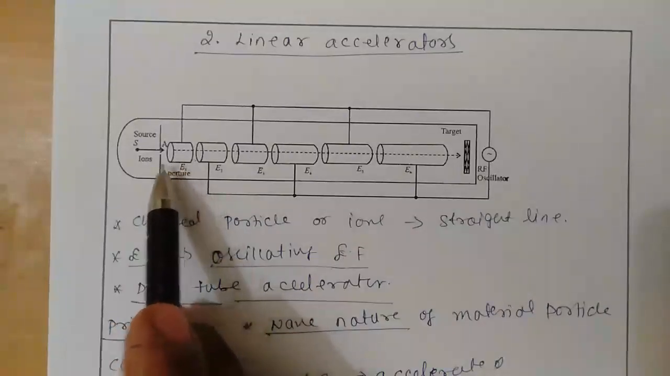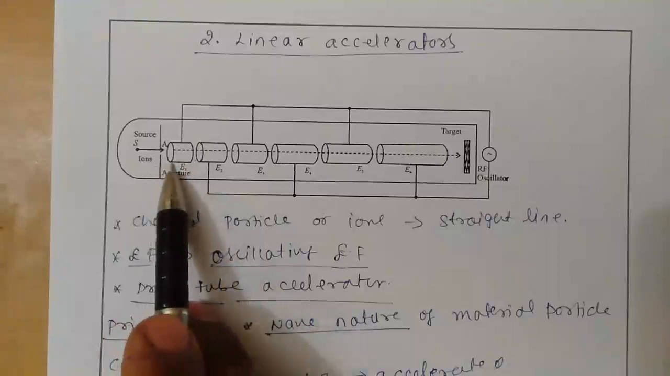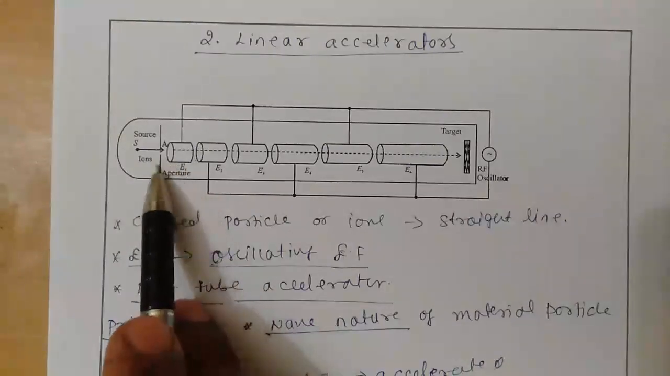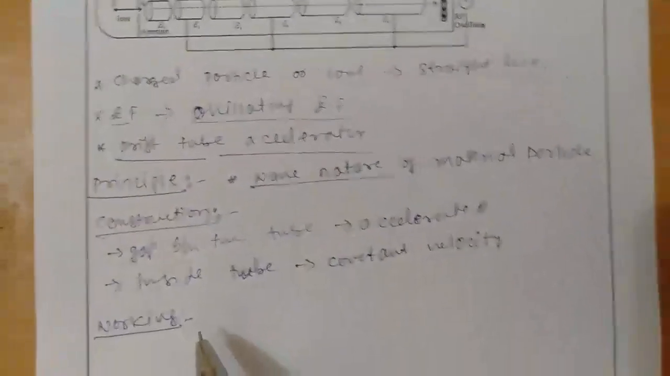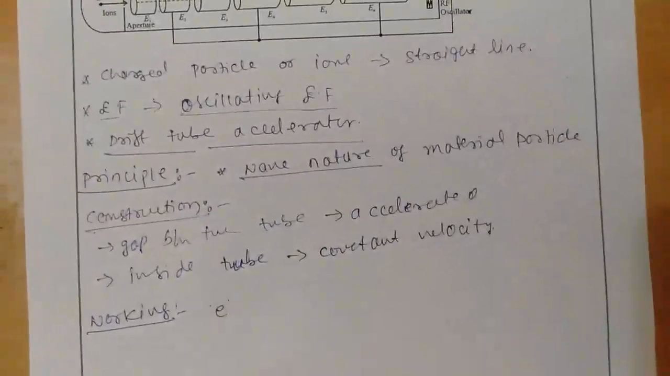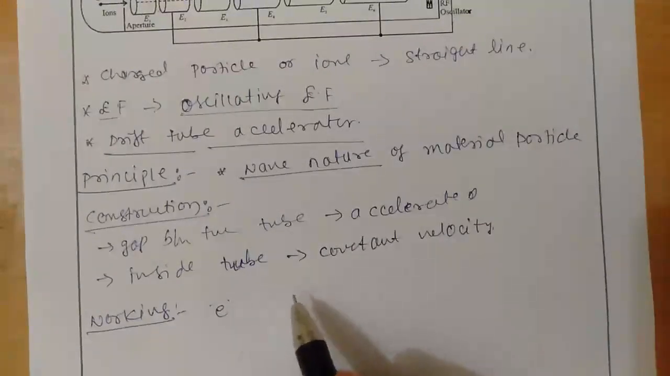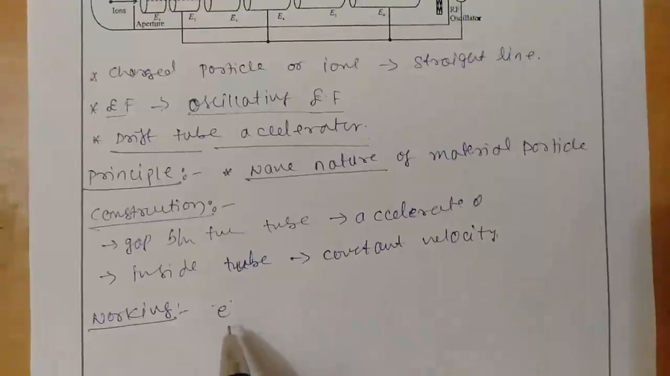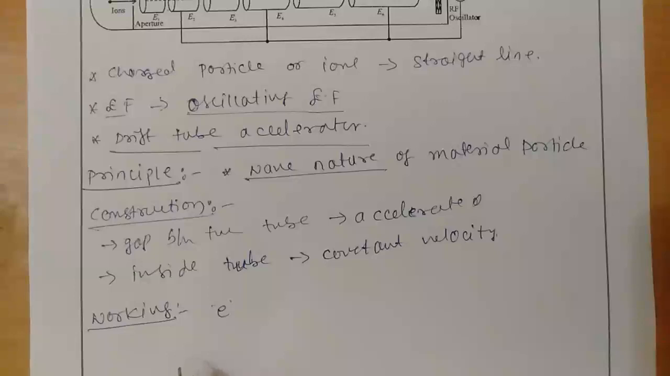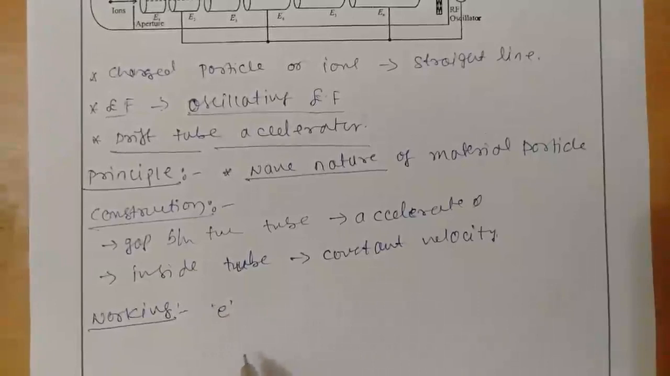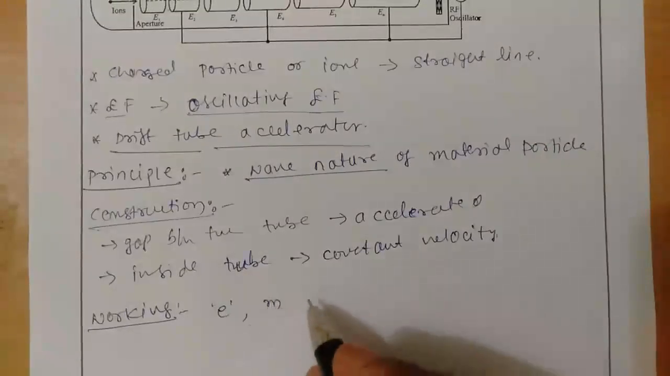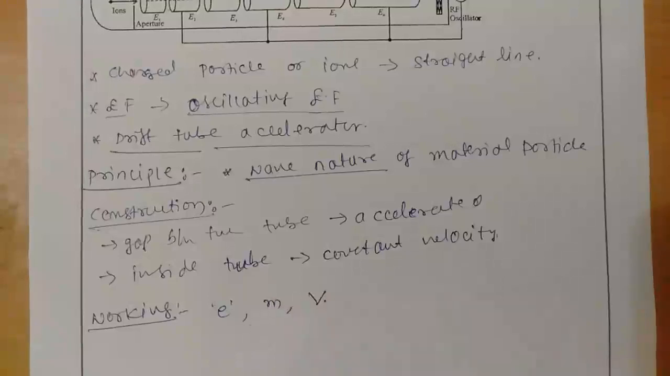Now when the drift tube 1 is negative with respect to A, if e is the charge of the positive ion, or let us consider the proton, you can also consider q in general, no problem. There is no restriction that we should take only e. But here I have considered the proton as a source of positive charge, so I am going to take the charge of the proton as e. If e is the charge of the charged particle, m is its mass, and V is the potential difference applied.